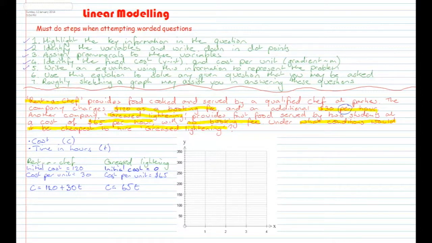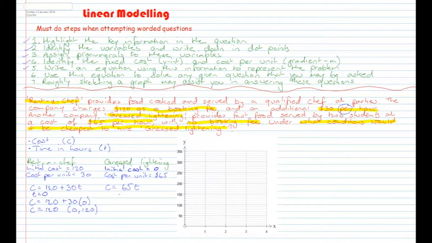Now we need to use this equation to solve any given question that you may be asked. We might want to use step 7 to help us out with this, and roughly sketching a graph may assist you in answering these questions. So let's just do that quickly. We're just going to sketch the graph. Let's make T equal 0 for each one. So C is equal to 120 plus 30 times 0. Well, 30 times 0 is 0, just $120. So the coordinate of that point is (0, 120).